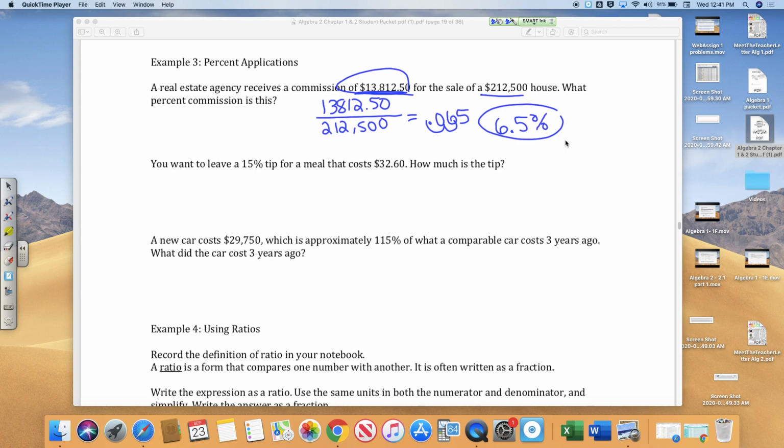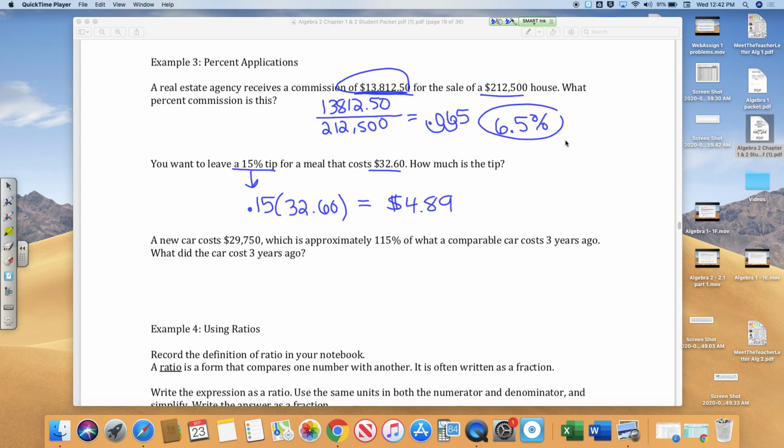The next one, probably maybe not right now, but I'm sure when you used to go out to dinner all the time, if you go to a spot where there are waitresses and waiters, you give a tip based on the meal. So if you want to leave a 15% tip for a meal that costs $32.60, to figure out the tip, you would take the 15% and put it into decimal form, and you multiply by the total bill, like this, and it equals $4.89.